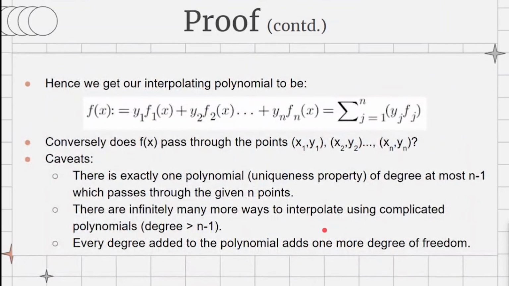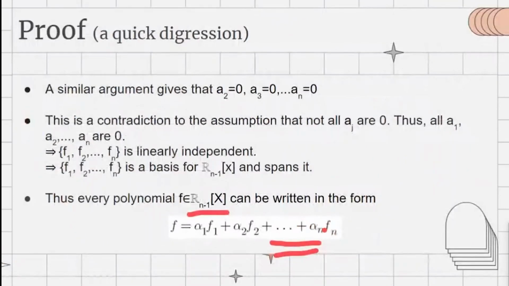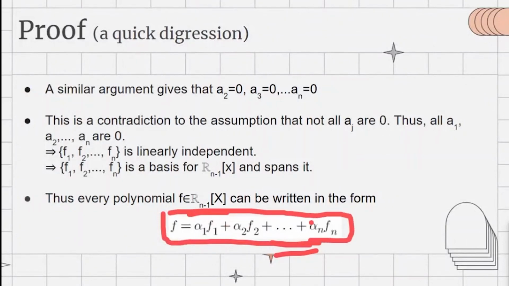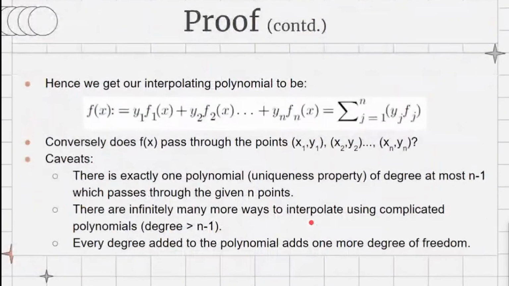Now substituting it back into this very general form, because we have alpha 1 to alpha n, we get that f of x, which is our interpolating polynomial, should be equal to y1 into f1 plus y2 into f2 till yn into fn. Here, please don't be confused. Here, yn refers to the output values. It is a single value.